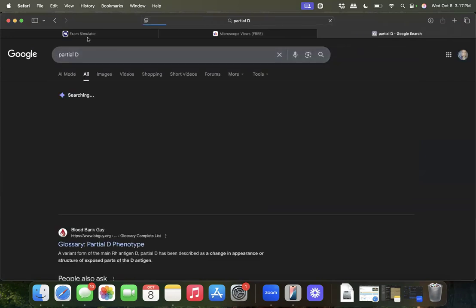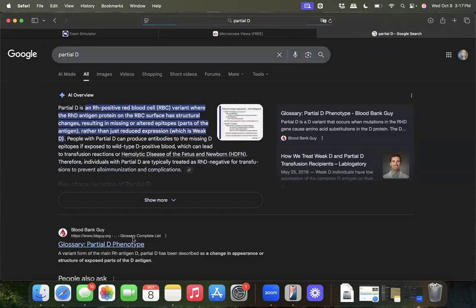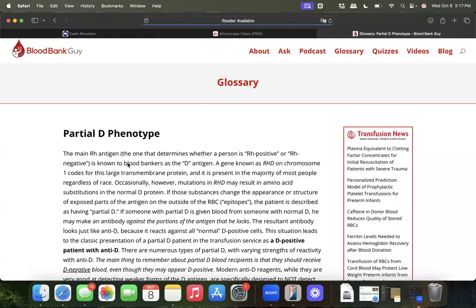Partial D. Oh, I put partial D, yeah. Blood bank guy. We're gonna go straight to blood bank guy because this man is the Jesus of blood banking.